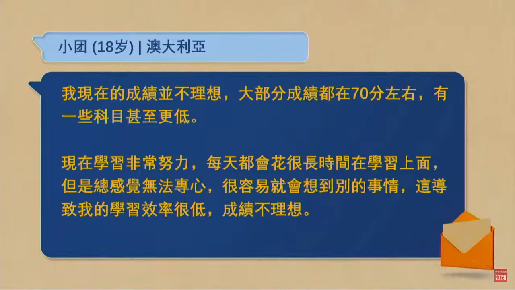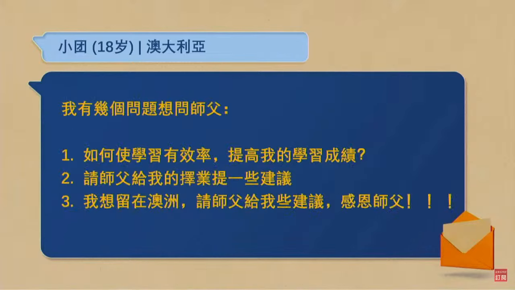I think I cannot get into my satisfactory university. And my grades are about 70. And I actually work very hard, but I spend a lot of time on study. However, I cannot focus. And that's why it's not very efficient and the marks are very low. And so I have some questions.